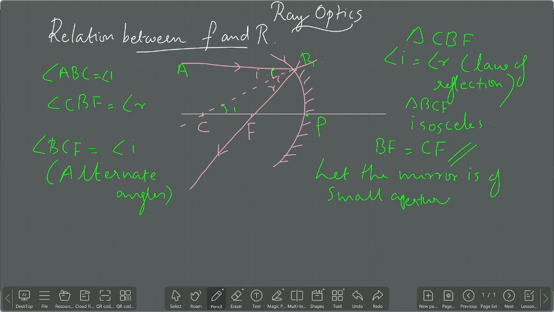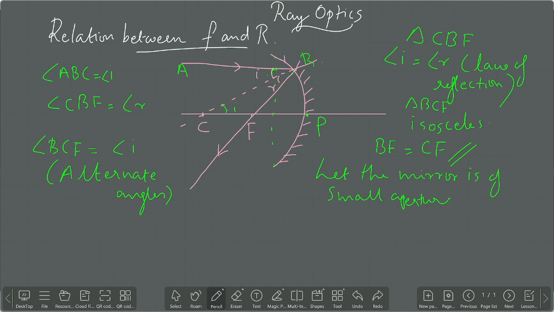What do you mean by aperture? The diameter of the reflecting surface. Exactly, if you say this is what? Aperture, correct? When the mirror is of small aperture, it means this size will be very small.